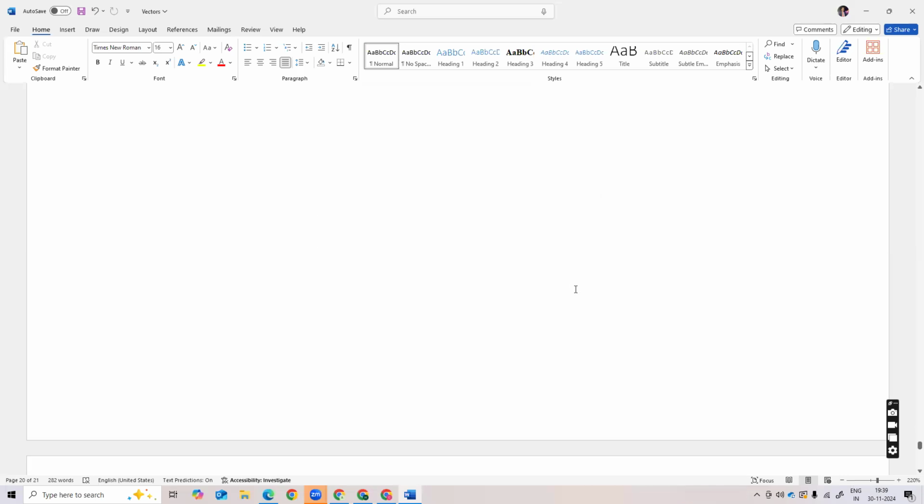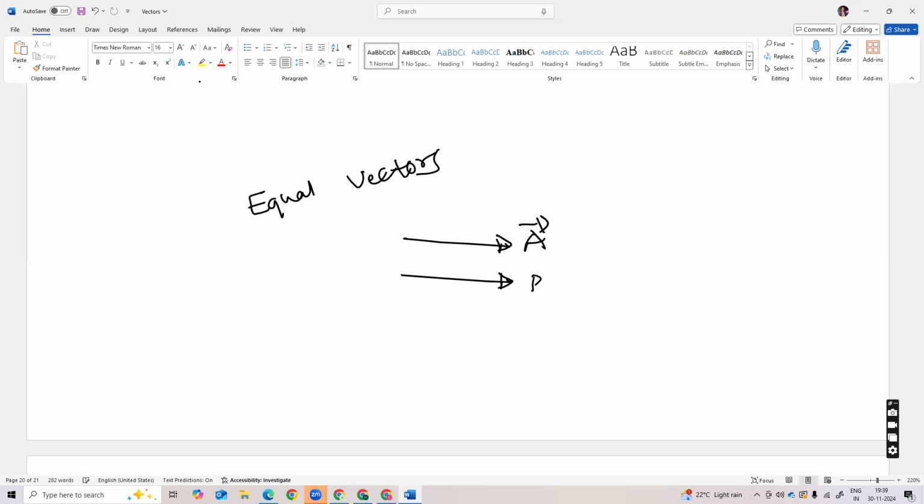So now we will just see what the different types of vectors are which are possible. First we will write equal vectors. Vectors are equal when they have the same magnitude. Here magnitude is basically shown by their length. So here both A and B have the same magnitude and they are pointing towards the same direction. Therefore vectors A and B are equal.